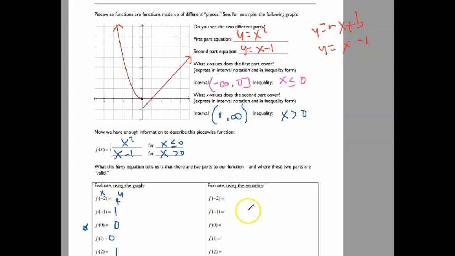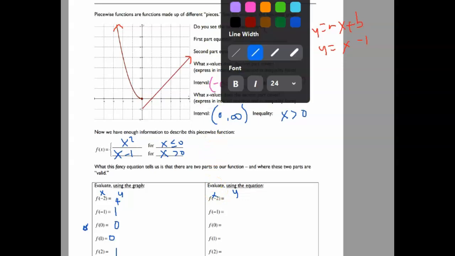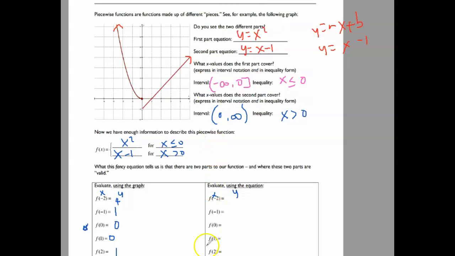Now I'm going to do the right side using the equation. So how do you do it? Once again, this is asking you to find the y value when x is negative 2. So the first thing you're going to do is determine whether you're going to use the first equation or the second equation, because we have 2 choices, right? How do you choose?